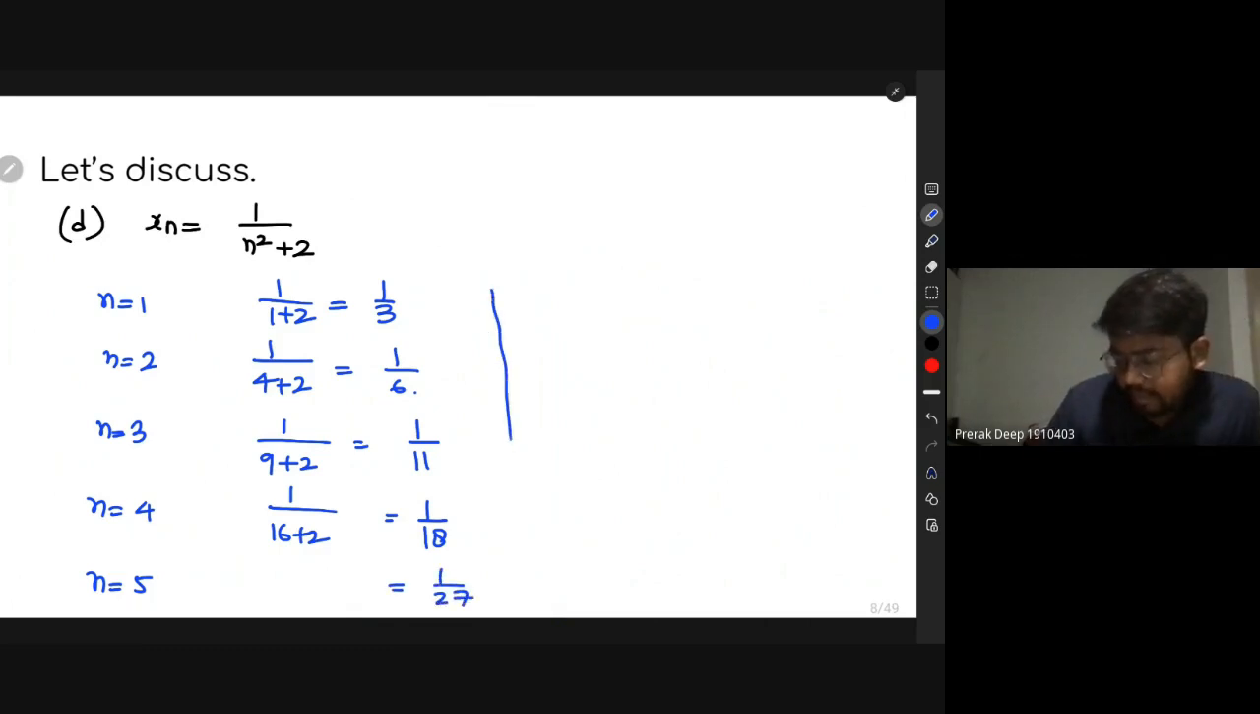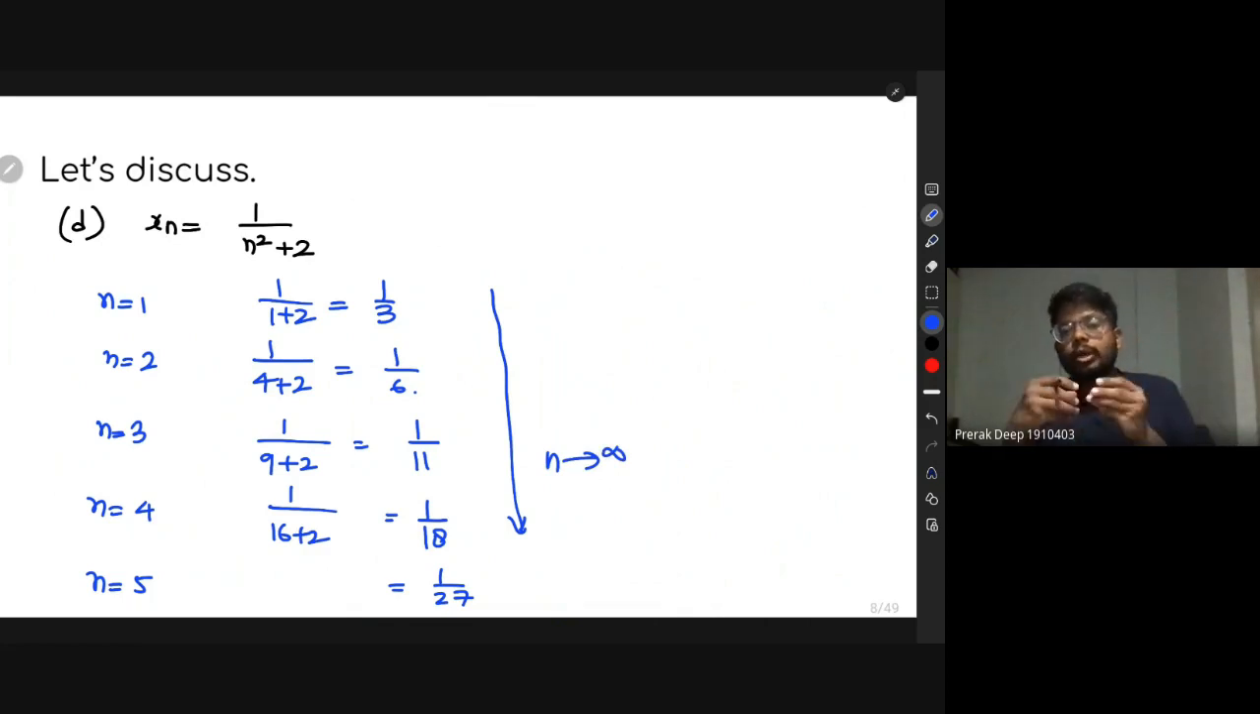Again, you can see as n is increasing to infinity, the denominator of the sequence is increasing very fast, so it is also tending to 0. This is also an example of a convergent sequence, and you can guess the limit of the sequence. It is 0. There is a mathematical way to prove this, which you need to do in order to prove that the sequence converges to 0. We will also see that kind of proof in today's discussion.